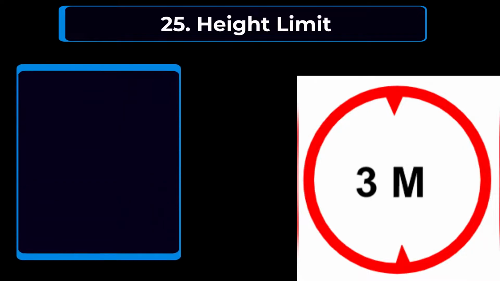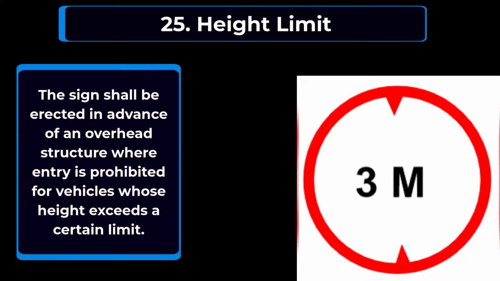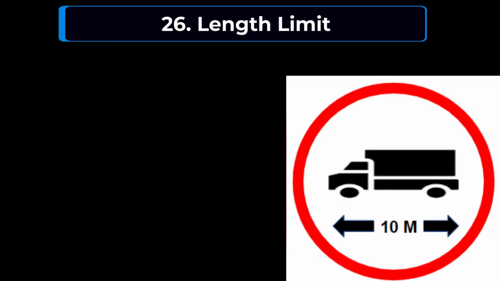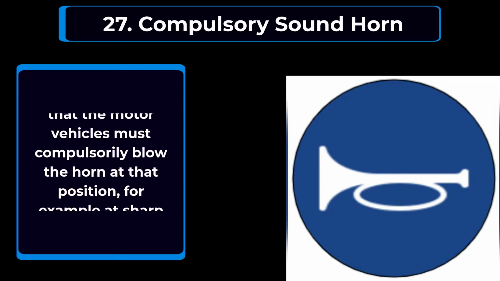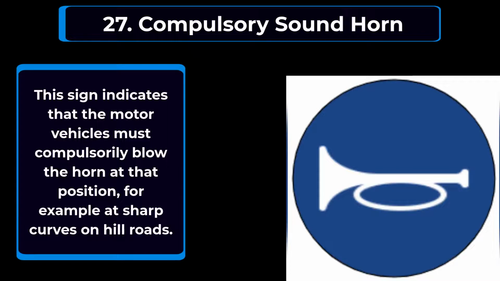25. Height limit. The sign shall be erected in advance of an overhead structure where entry is prohibited for vehicles whose height exceeds a certain limit. 26. Length limit. The sign shall be erected where entry of vehicles exceeding a particular length is prohibited. 27. Compulsory sound horn. This sign indicates that the motor vehicles must compulsorily blow the horn at that position, for example at sharp curves on hill roads.